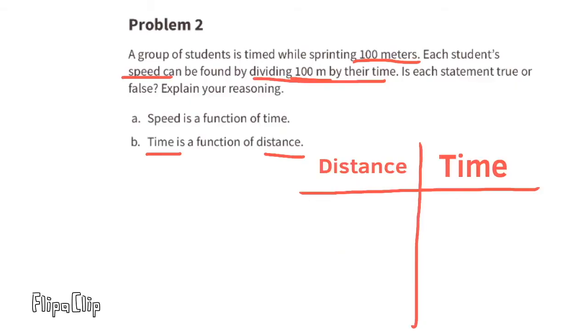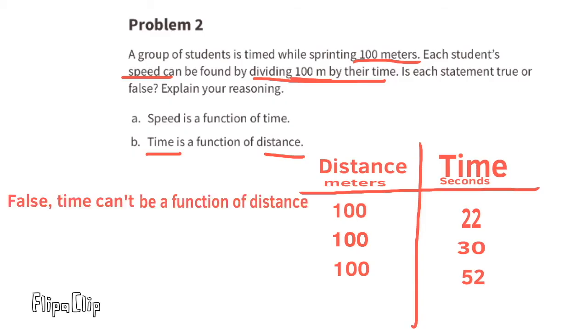B. Time is a function of distance. Imagine the input is distance, and the distance was 100 meters for all the runners. If the time for one runner was 22 seconds, and the second runner's time was 30 seconds, and the third runner's time was 52 seconds, what would the function be? We can't have the same input but have a different output, so this is false. Time can't be a function of distance.